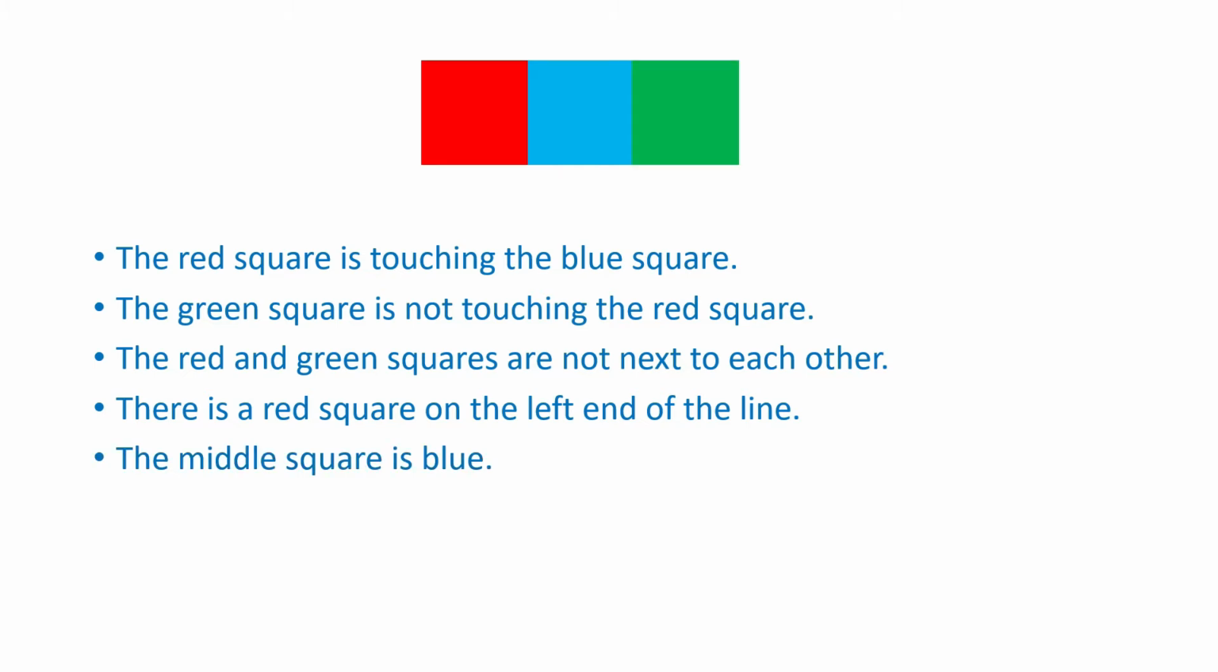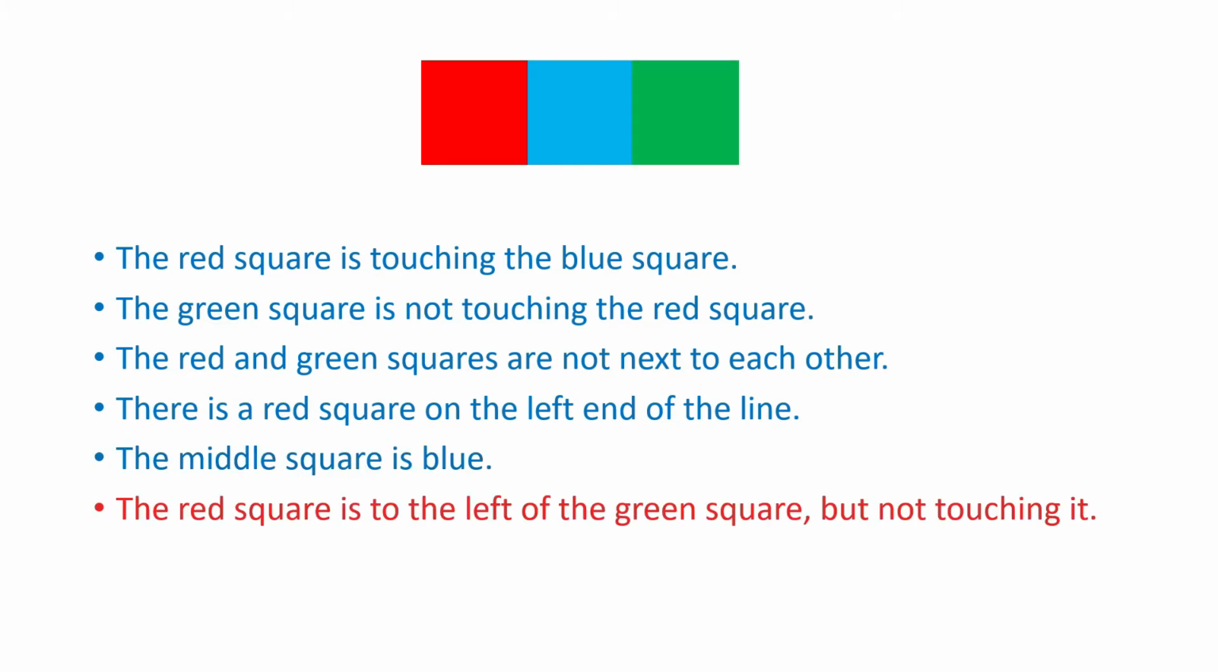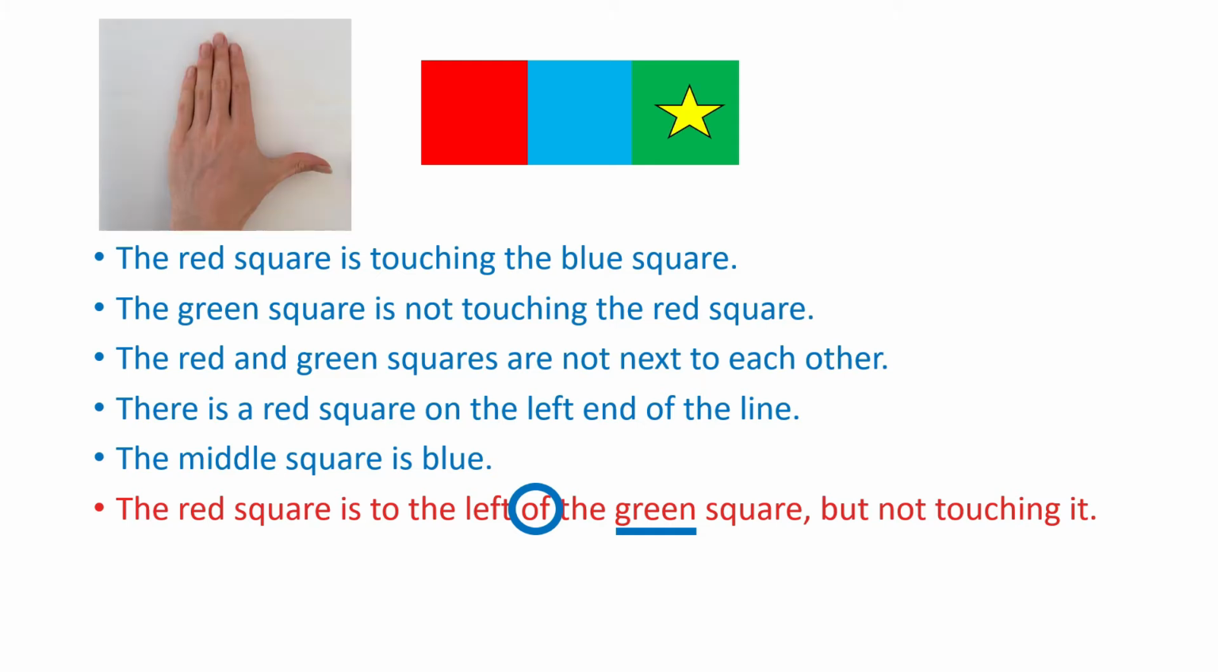Back to our descriptions. The red square is to the left of the green square, but not touching it. There are 2 colours mentioned in this sentence, red and green. Sometimes people get confused about which of the 2 colours mentioned has to be on the left side. I find an easy thing to look for is the colour that is mentioned after the word of. This is the colour you start at, and then you move to the left to get to the other colour. So that is why we say that red is to the left of green.